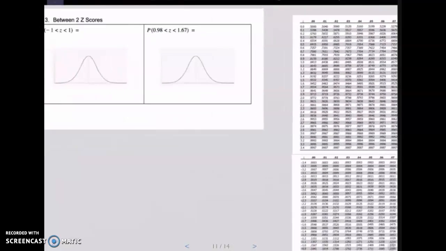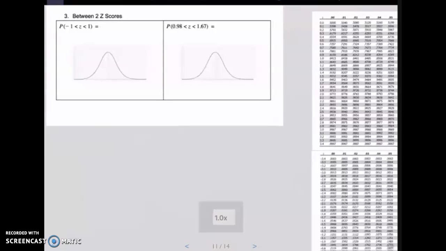And then finally, this one's a little different. So now we're going between two z-scores. So actually what we have to do is we have to find two probabilities. We have to find the probability that z is going to be less than negative 1. And we're going to find the probability that z is going to be less than 1. And then we're going to take those two probabilities.